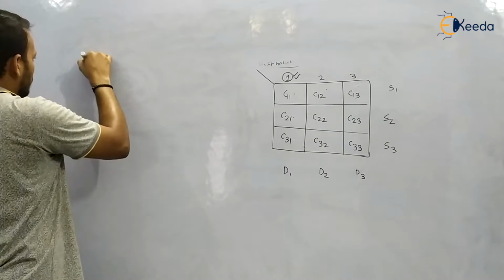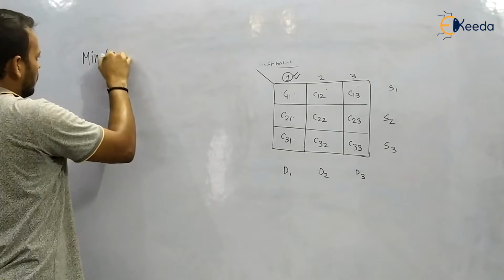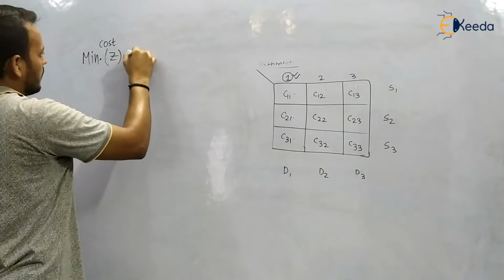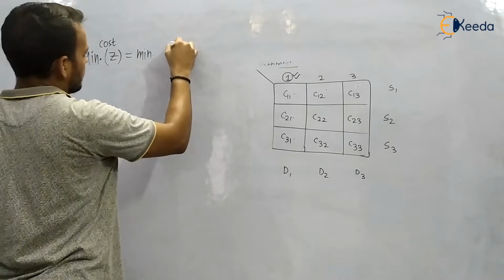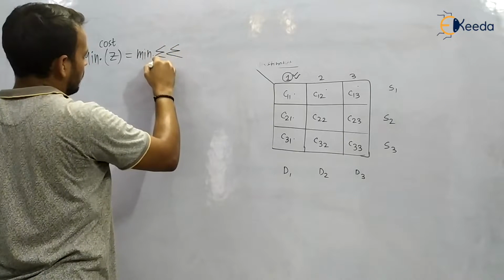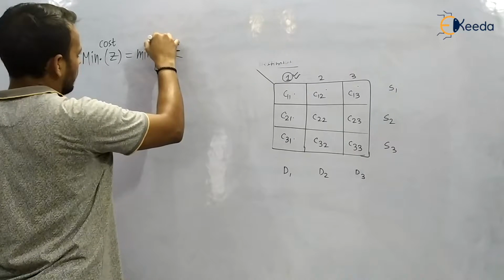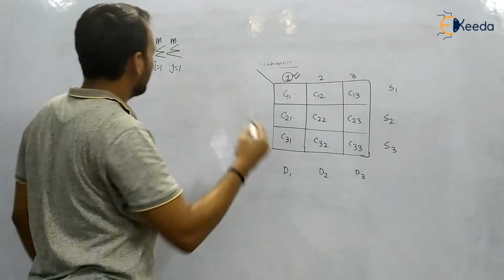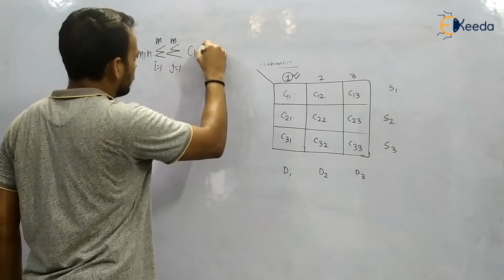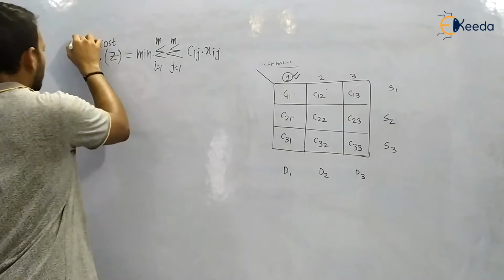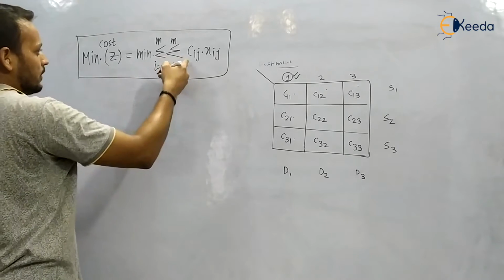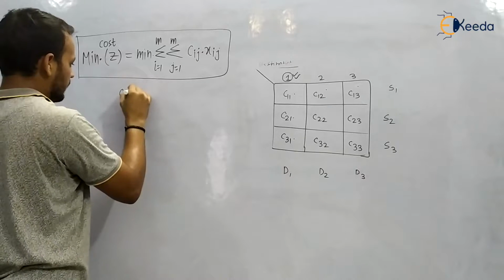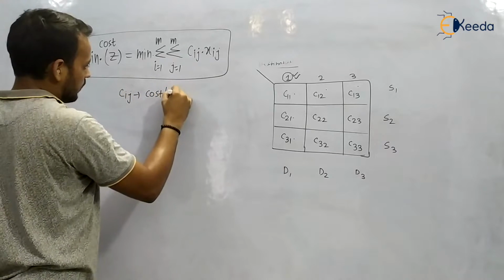We were calculating the cost, so the minimum Z, or you can say the minimum cost. Cost is our objective function, so the minimum is going to be the minimum of the summation, i equals 1 to m and j equals 1 to m only, because both m and n are equal, of Cij into Xij. So what is this Cij? This is the cost per unit.